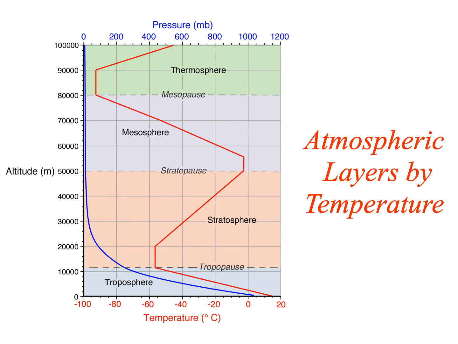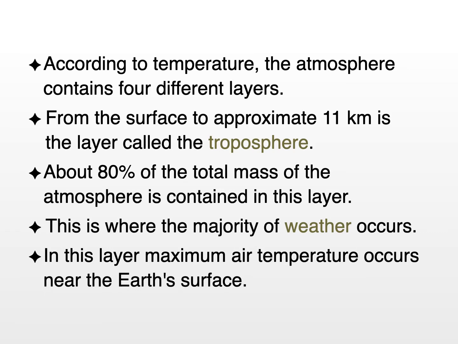In between these layers are transition zones. Between the troposphere and the stratosphere is the tropopause, between the stratosphere and the mesosphere, the stratopause, and between the mesosphere and the thermosphere, the mesopause. So we can see that there are four major layers as differentiated by temperature.